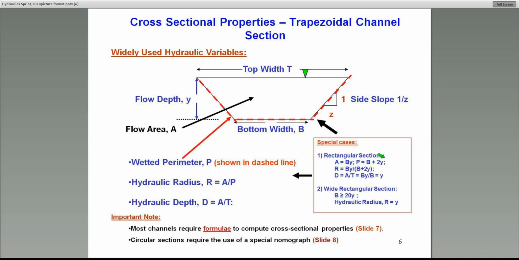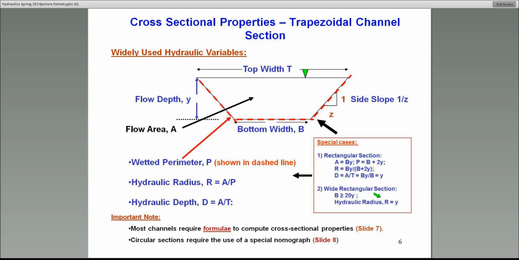And therefore, the hydraulic depth is A over T. Now remember, for the rectangular cross-section, the top width, which is this part right here, is equal to the bottom width, since the sides are vertical. There's also a thing called a wide rectangular channel you might want to watch out for in problems. When they use this terminology, what they're getting at is that the bottom width is greater than or equal to approximately 20 times the flow depth. What this does to the computation is it makes the hydraulic radius very, very close to the vertical flow depth y. So R is equal to y for a wide rectangular channel, and that makes a lot of computations fairly simple.